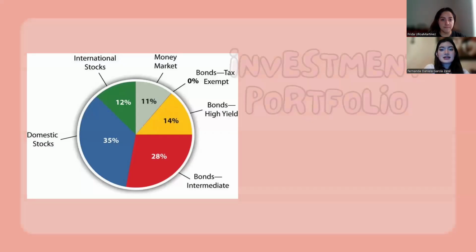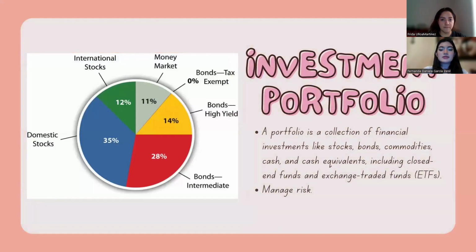So now let's establish some basic concepts that are going to provide us with the understanding we need to solve this problem. First, we have the concept of an investment portfolio. It is basically a collection of financial assets like stocks, bonds, commodities, cash, or cash equivalents. The main reason to build an investment portfolio is also to manage risk. By diversifying our total investment, we can protect ourselves against the volatility of the market.